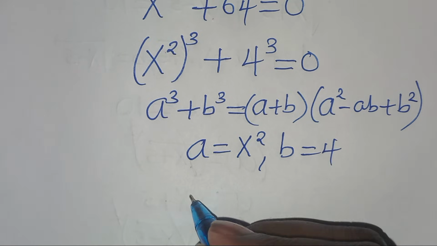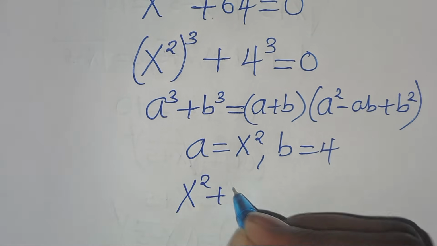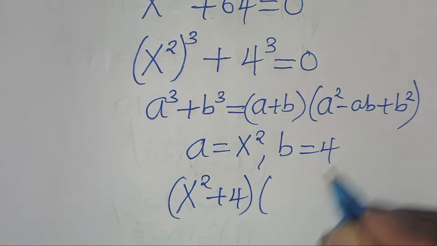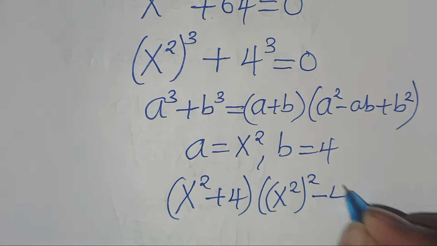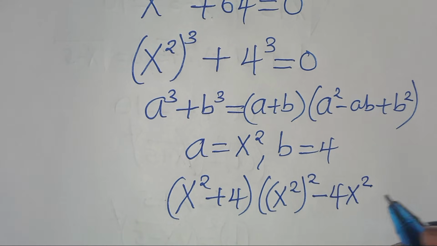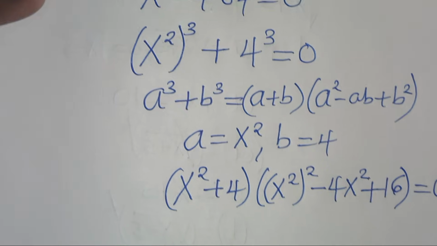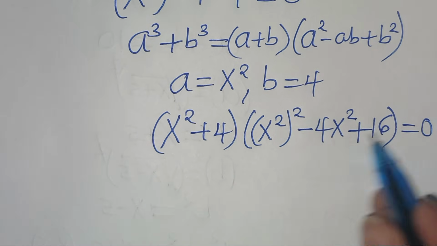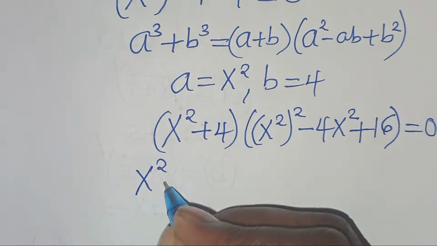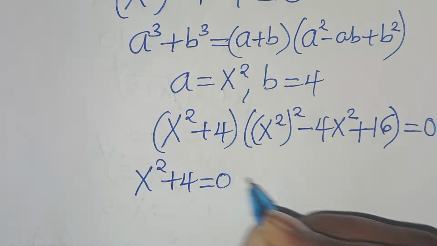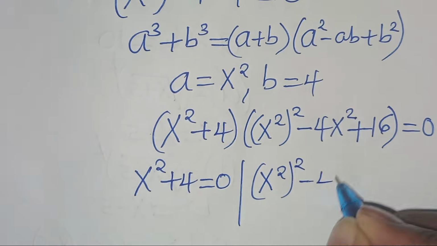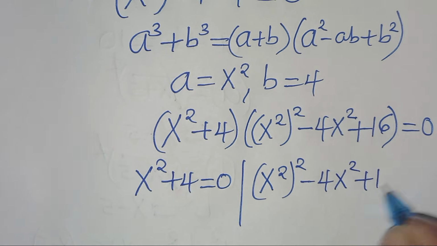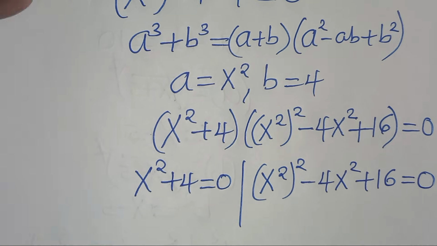Now, this means we have x squared plus 4 in parentheses, times x to the power of 2 raised to the power of 2 minus 4x to the power of 2, then plus 4 squared, which is equal to 16, all equal to 0. Now we have got two parts here. We have x to the power of 2 plus 4 equal to 0. Then we have x to the power of 2 raised to the power of 2 minus 4x to the power of 2 plus 16 equal to 0.